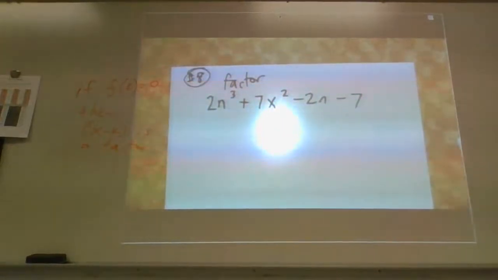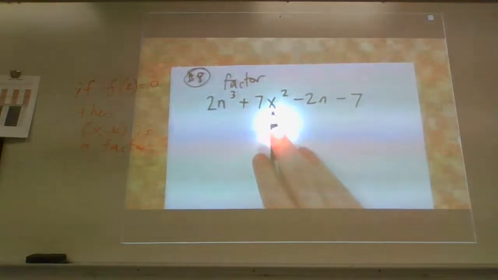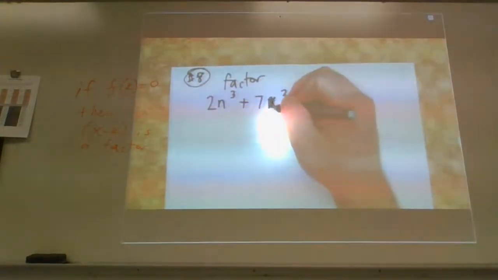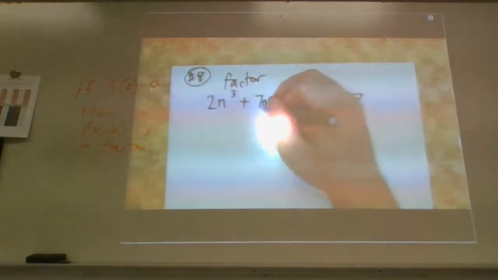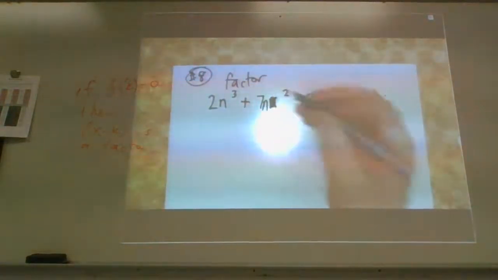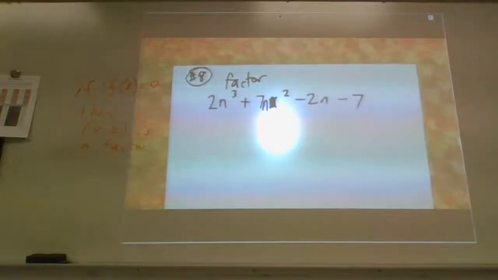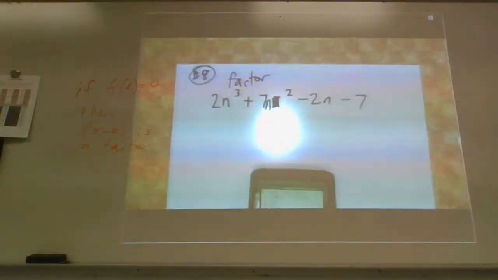That should work. Yes, they're using an n. You can easily replace that with an x if you wanted to. You know what? I accidentally did. I had it on my mind to replace it with an x, and I did. I'm just going to put the n back there. But when I type it into the graphing calculator, I'm going to use an x because that's what I have to use. 7x squared minus 2n minus 7.